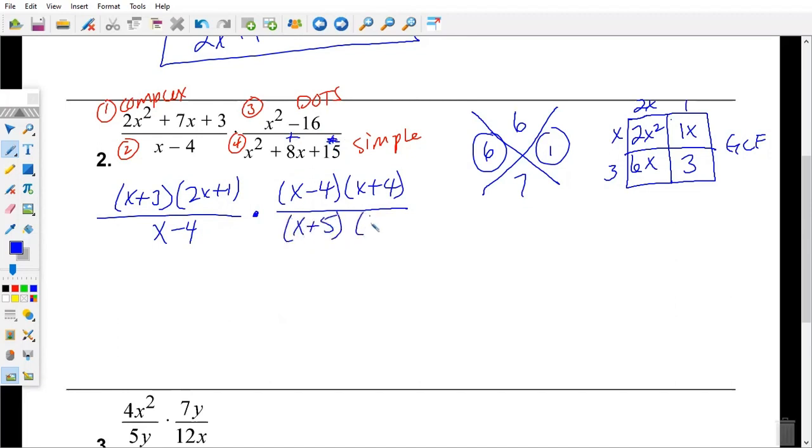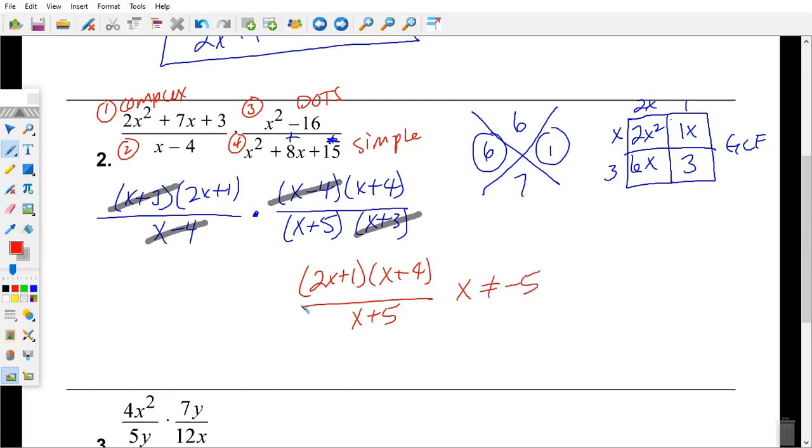Look at y'all. All right. Done. What's left? All right, who gets to go away? Okay, hold on. This one and that one. Anything else? There we go. So our final answer is 2x plus 1 over x plus 5. And what is your restriction? x cannot equal negative 5.